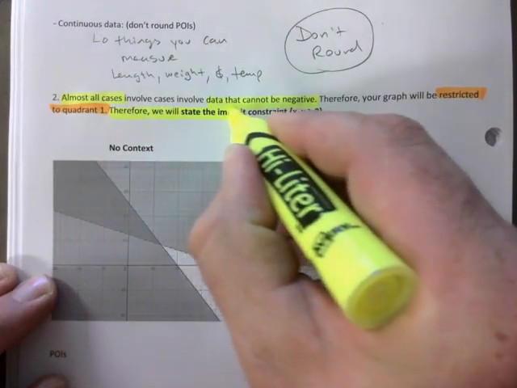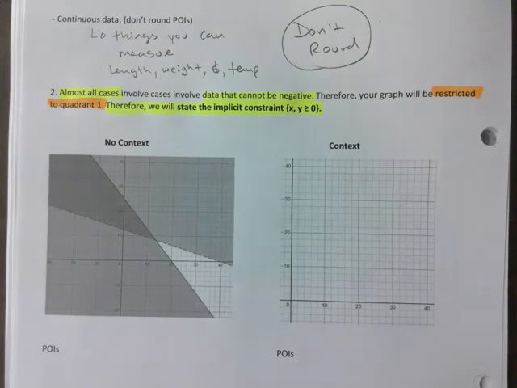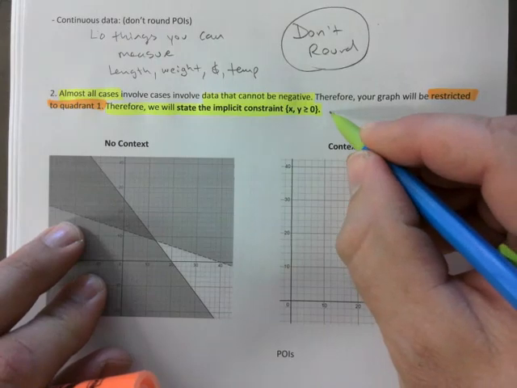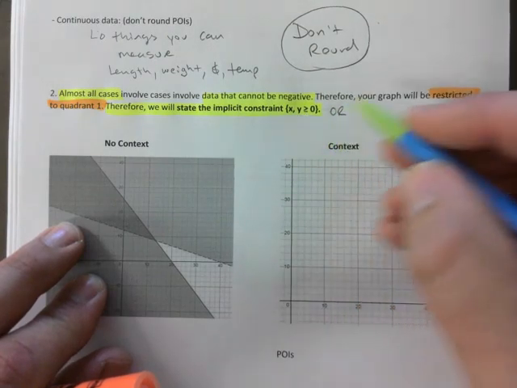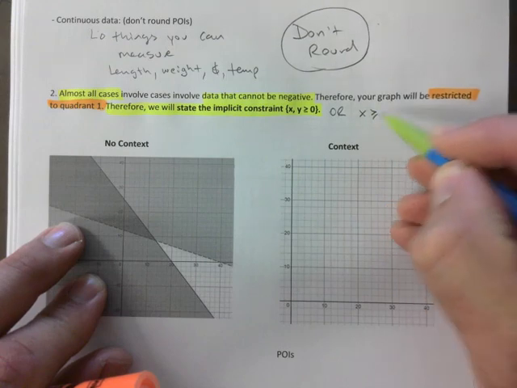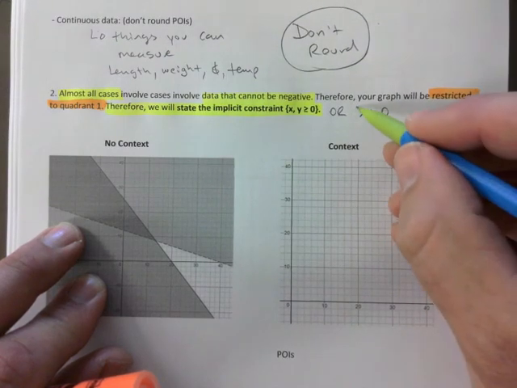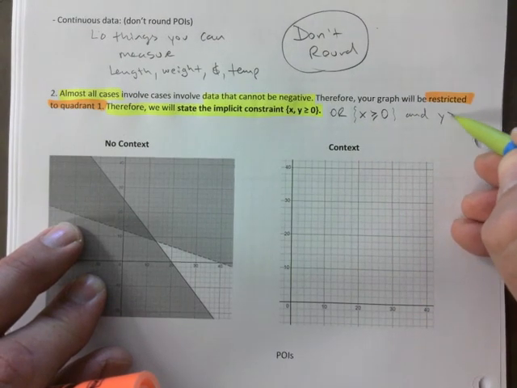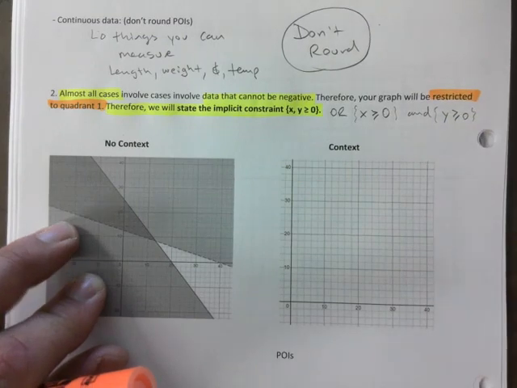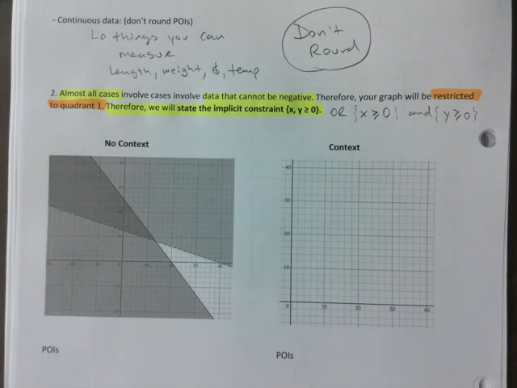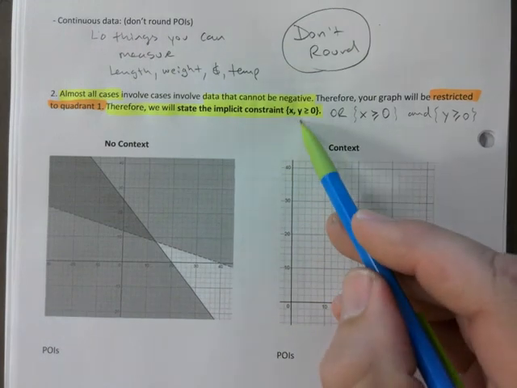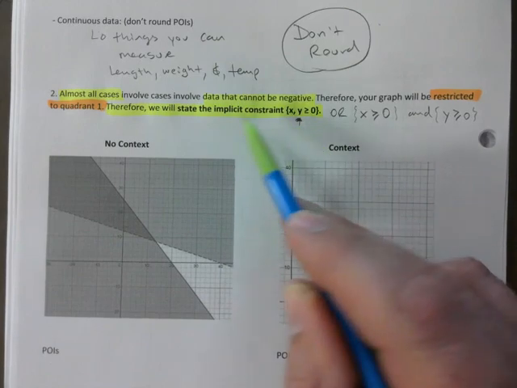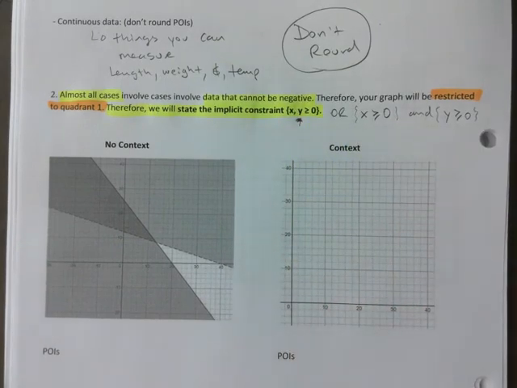Therefore, we will state the implicit constraint, which is x and y have to be greater than or equal to 0. I'm just going to say we use this notation instead of saying x is greater than or equal to 0, okay? And y is greater than 0. Like both of them are greater than 0, we don't bother with it. So we use this notation. So make note of that. That's the implicit constraint. It's kind of like it's assumed. The question doesn't have to say it.